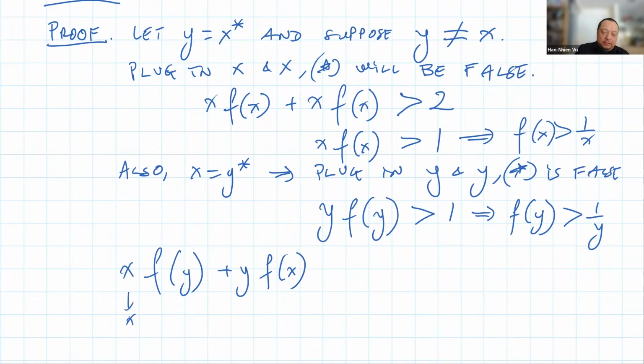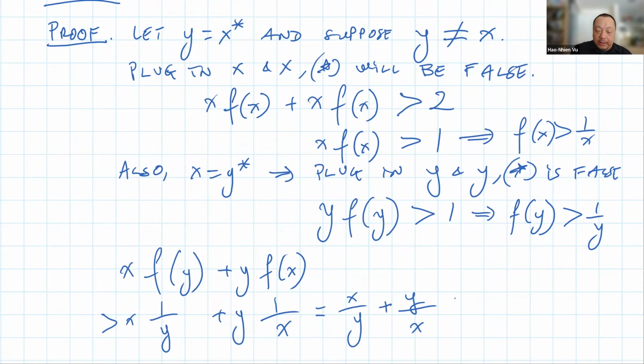x fy is greater than 1 over y times y, plus y fx is greater than 1 over x times x, so it's greater than x over y plus y over x.